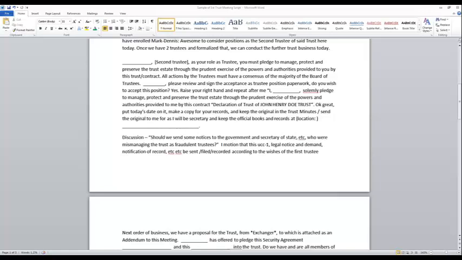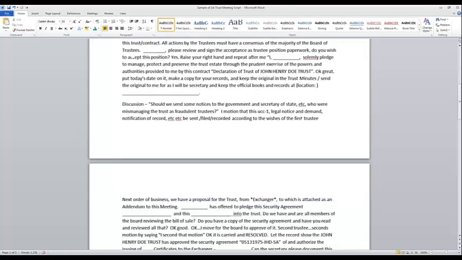send the original to me as I will be the secretary to keep the official books and records at whatever the location is. And then, your second trustee is kind of under training under you. If they don't know enough, you're just going to tell them in the meeting. You're just going to say, okay, great, you swore in, sign this, let's make a copy, put the date on it, you keep it. You're going to keep these trust minutes and records, and I'm going to keep my copy.